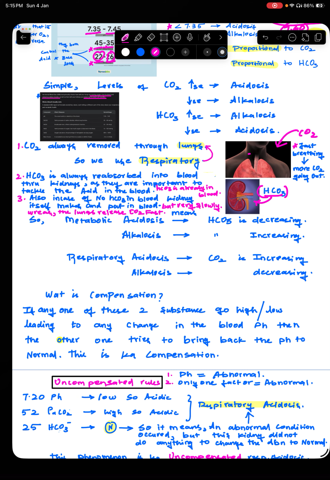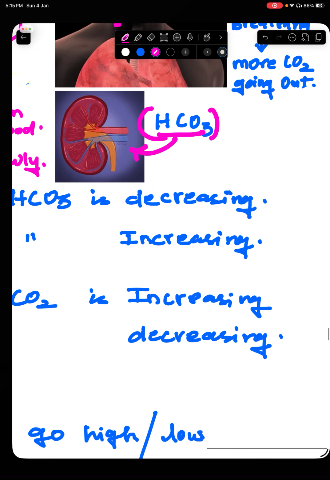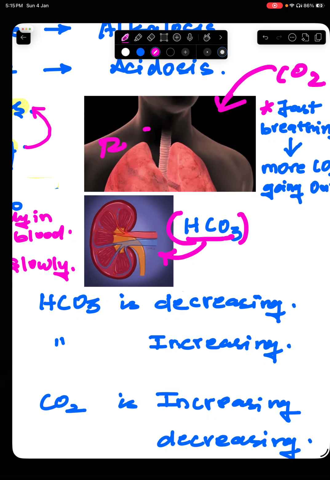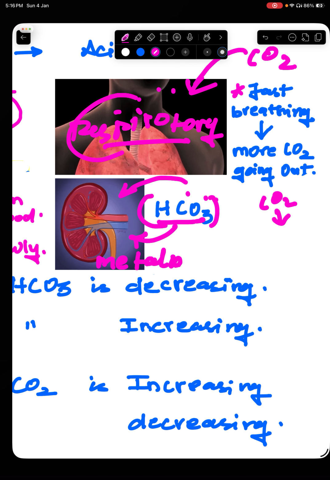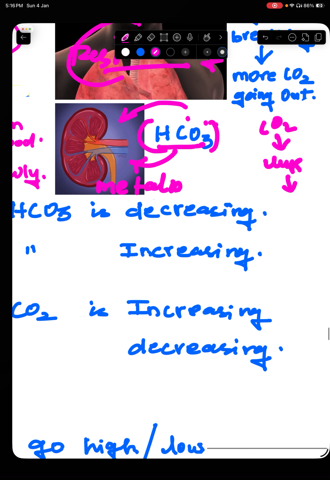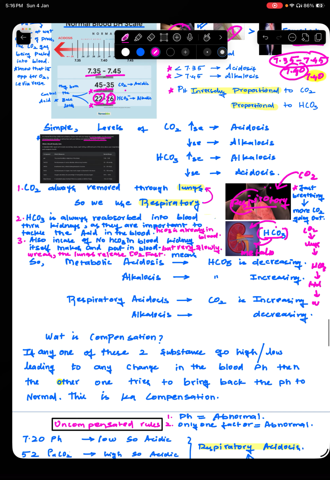Okay guys, the next point that you must know is, whenever you see lungs, the word that you should remember is respiratory. CO2 means lungs, HCO3 means kidney. Second point is, kidney means metabolic, and lungs means respiratory. Hope you get it right. First point, CO2 means lungs, lungs means respiratory. For HCO3, it is kidney, and kidney means metabolic.